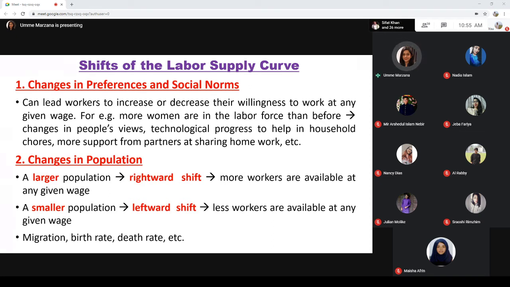30, 40 years ago, X amount of women were working in this country, throughout the world. Now, currently, are there more women working or less women working? More. Definitely more women. There are more women in the labor force than they were 5, 10, 20, 30, 40 years ago, not just in Bangladesh, throughout the world. Reason is because people's, society's view towards women working has changed. Before, it wasn't something that many people were okay with.